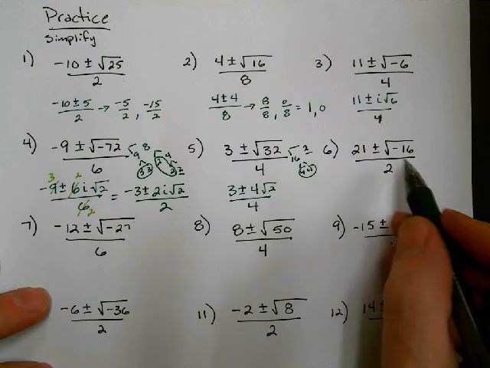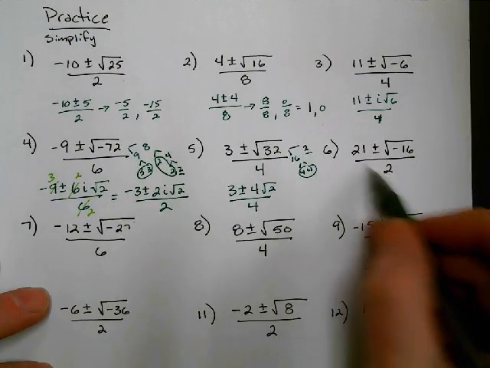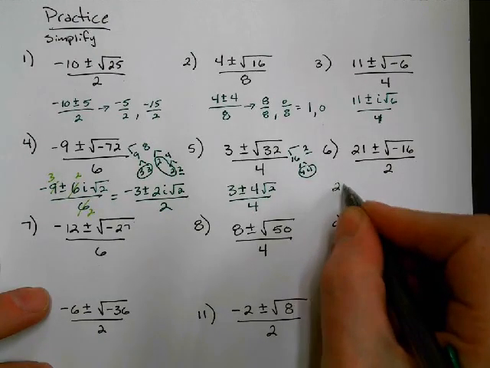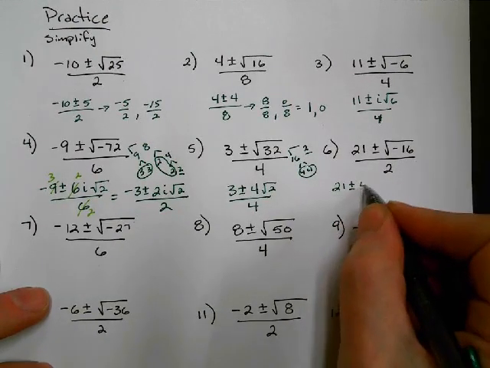Next. So over here, root negative 16 becomes plus or minus 4i over 2.